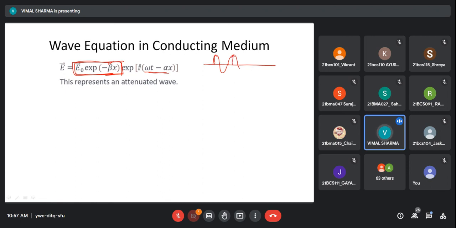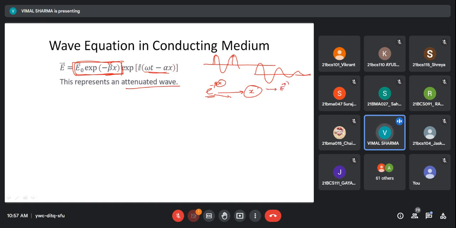But now it is through a conducting medium. So you see the amplitude is what? It is E naught times e raised to the power minus beta x. You can see this function decays with x. As x becomes bigger and bigger, this will decay. So that means this is an attenuated wave. This wave has a big amplitude first, then it decays like this. This is how this electromagnetic wave is propagating.